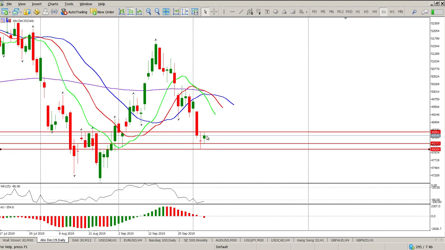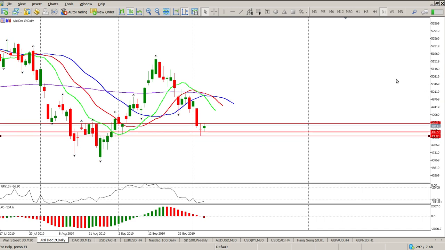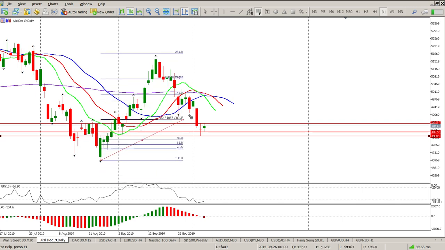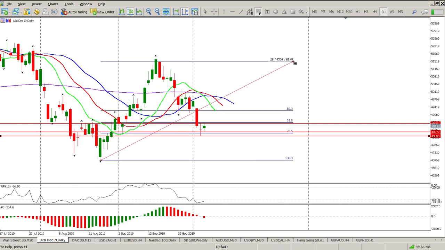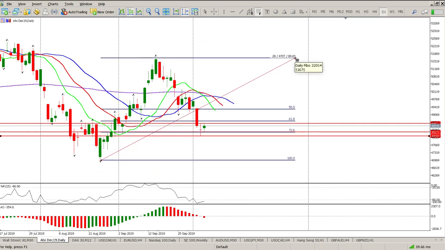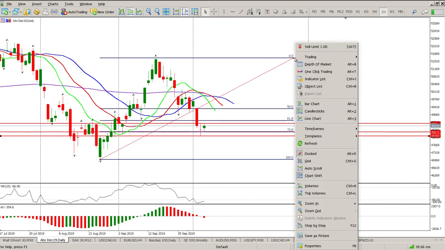So we have that range and then we have another range. Okay, this is a little bit off structure, which is showing me that the buyers are stepping in. We did get a higher low. So the big question in everybody's mind right now is, are we going to hold or are we going to fall? Okay, we are on the 72.6, nothing really there.